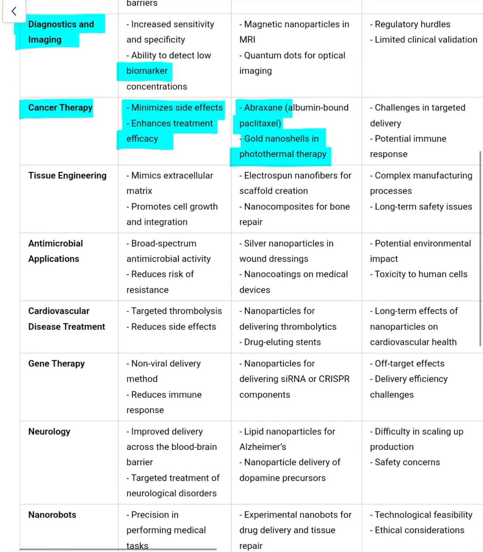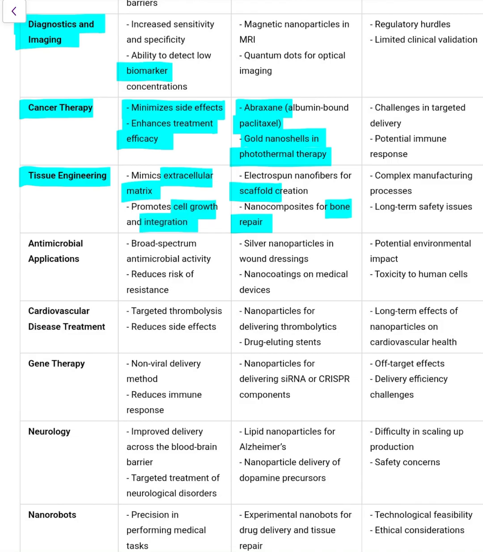Right. Next is tissue engineering also. It will mimic the extracellular matrix of normal tissues. So it will provide scaffold creation, right? It will create a framework where there will be growth of the tissue, for example the bone. Bone repair, it will help cell growth and the integration of the tissues, right?